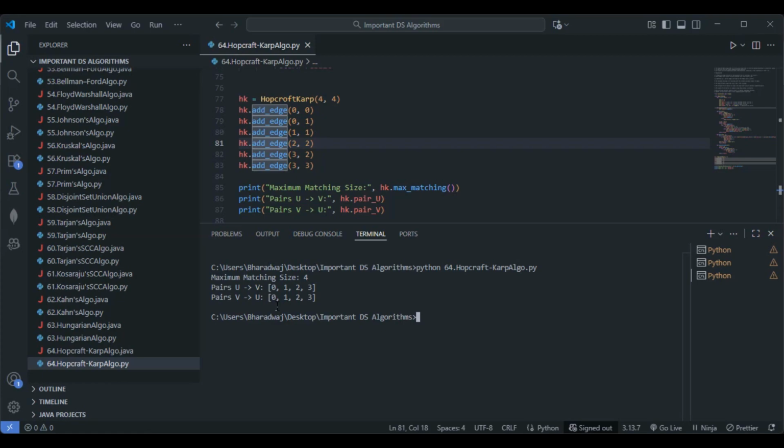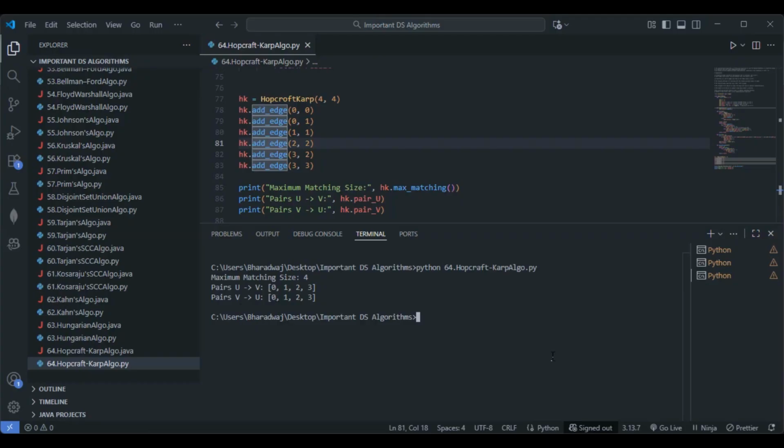But this one, maximum matching size is 4. I have showed you at the end, right? Maximum matching is 4 basically. Right, so this is fine. Now, this is it for the Hopcroft Karp algorithm. Before moving on to the next algorithm, we'll be discussing the Edmonds Karp algorithm, right? So let me summarize whatever we have learned so far.